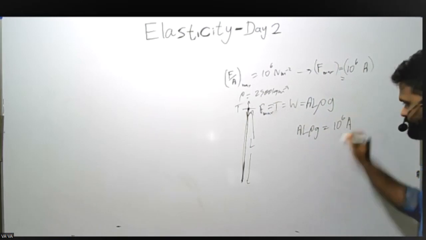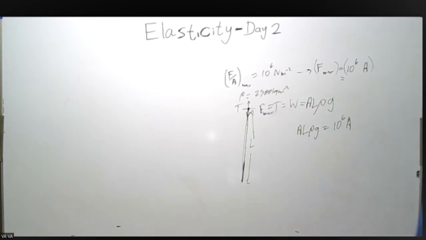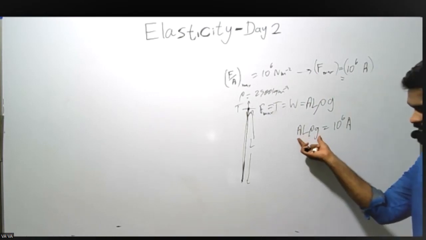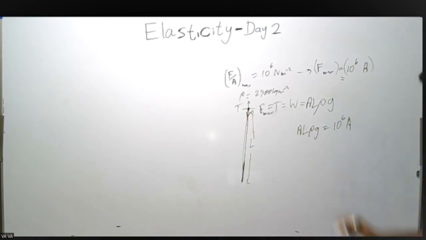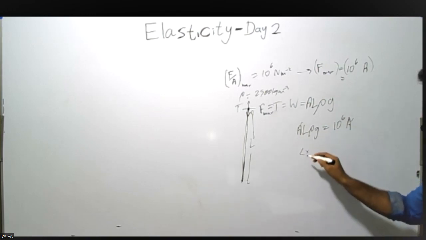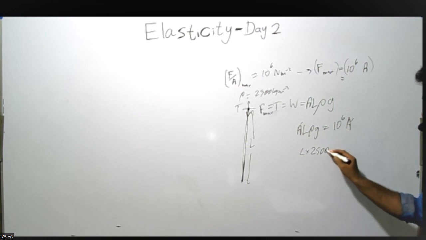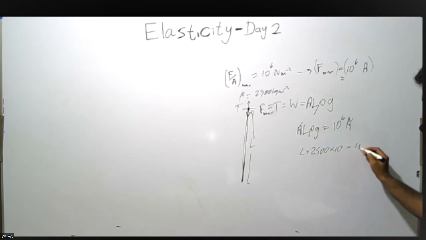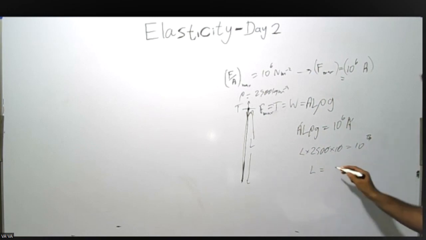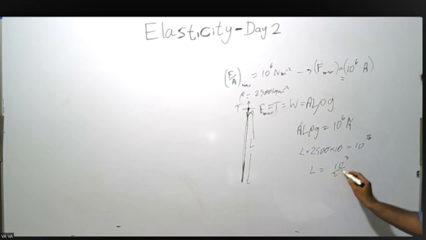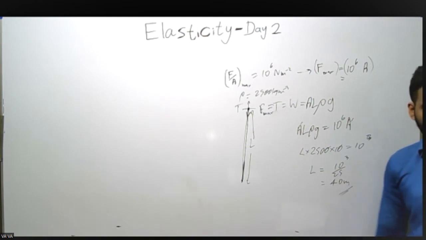If you don't understand, tell me. Okay. So this is the F max. That's the maximum weight of the wire. A cancels off. Length is what they ask. 2500 times 10 equals 10 to the power 6, 10 to the power 3. 1000 divided by 25, that is 40 meters. 40 meters, right? Clear?